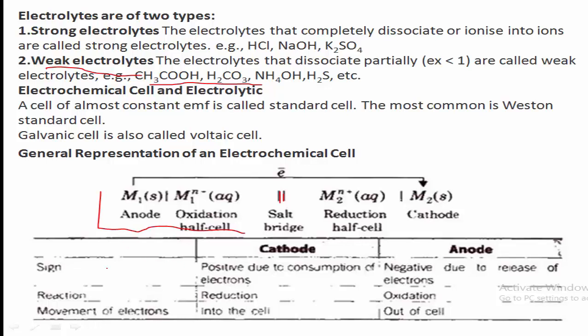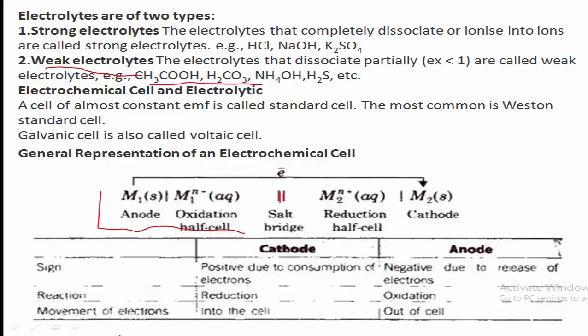Now, what are the conventions? Here they have given signs. Cathode has a positive sign due to consumption of electrons. Reduction takes place on the cathode, hence the sign is positive. And the anode has a negative sign due to release of electrons. When electrons are released, the electronic charge appears on that side, and that is represented as negative.